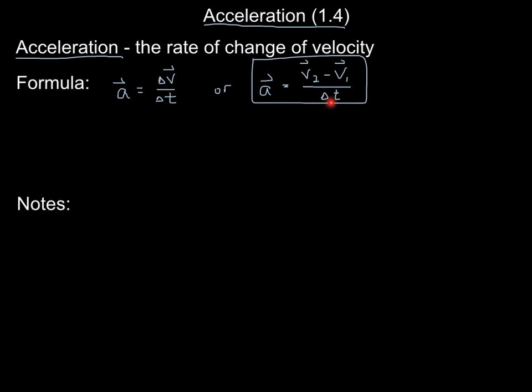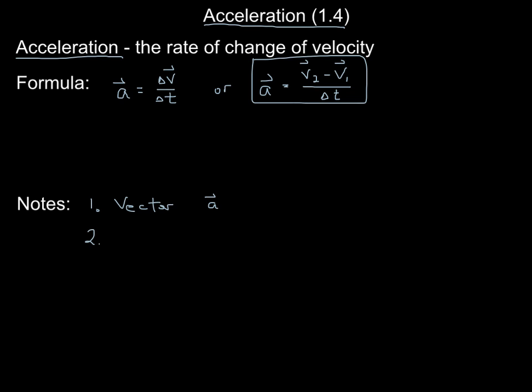A couple notes then that we can say about acceleration. One, and it should be a tip off here by the arrows I'm putting on it, acceleration is a vector. That means it has both magnitude and direction. So when we write acceleration, we'll see it with that arrow on top. This thing is a vector.